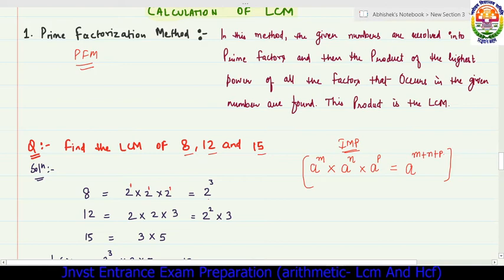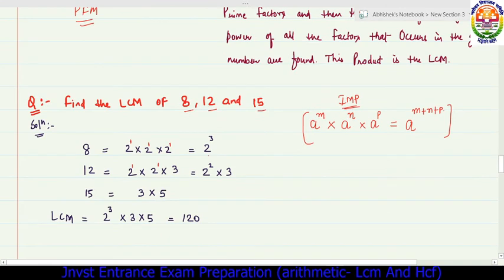If I write 12, it is 2 into 2 into 3, that is 2 power 1 plus 1, into 3. And 15 is written as 3 into 5. So now the LCM is the least common multiple. Among these three, we have 2 to the power 3, 2 to the power 2, and here just 2.